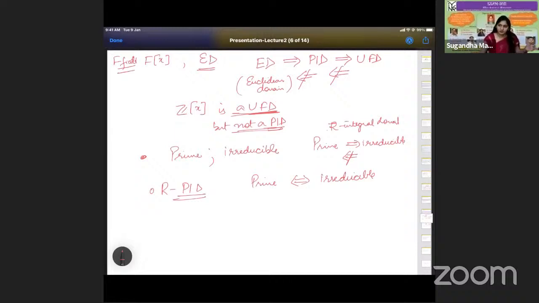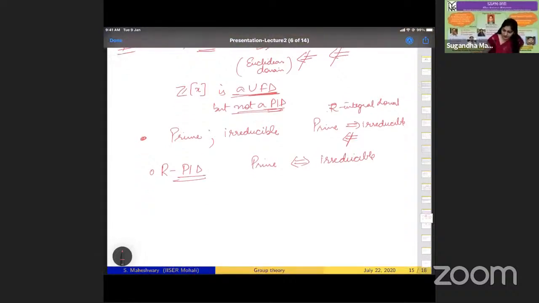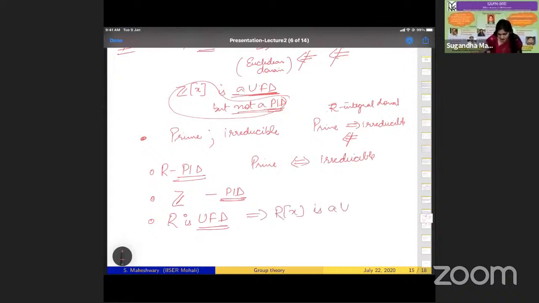So your irreducible polynomials behave more or less like prime numbers in the natural numbers. And I've already told you that Z[x] is a UFD but not a PID. About Z, you should know that this is a PID. Z[x] is not a PID, but Z is. In fact, whenever you have a unique factorization domain, its polynomial ring is also a UFD. You can check this. But this is not true for PID, because you have just seen that Z is a PID, but Z[x] is not.